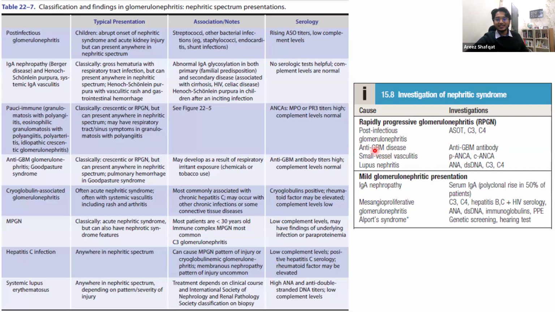So the investigations you should do for post-infectious GN, you should do an ASO titers, low complement levels would be seen. Anti-GBM would be an anti-GBM antibody with linear deposits on immunofluorescence. Small vessel vasculitis is pauci-immune RPGN. You usually do a P-ANCA in case of Churg-Strauss, or microscopic polyangiitis, or C-ANCA in case of Wegener's. Lupus nephritis, you do ANAs, double-stranded DNA, and complement, okay?